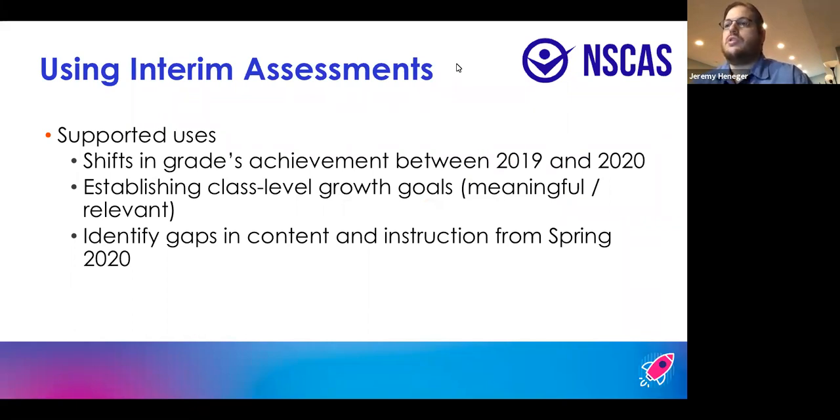As always, there's all kinds of ways that interim assessments can be used to support learning, whether that's shifts, comparisons from where students are at the beginning of this year compared to last year, identifying gaps in content instruction from spring 2020, that information in the learning continuum, what can be very helpful. Also creating class level growth goals might be helpful as well. Make all the learning more meaningful and more relevant as we move forward.